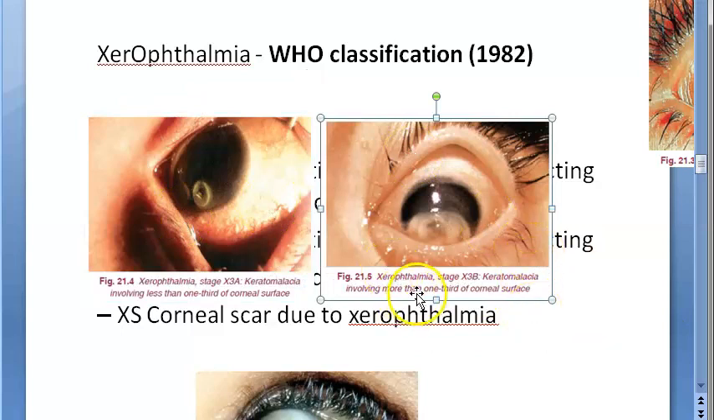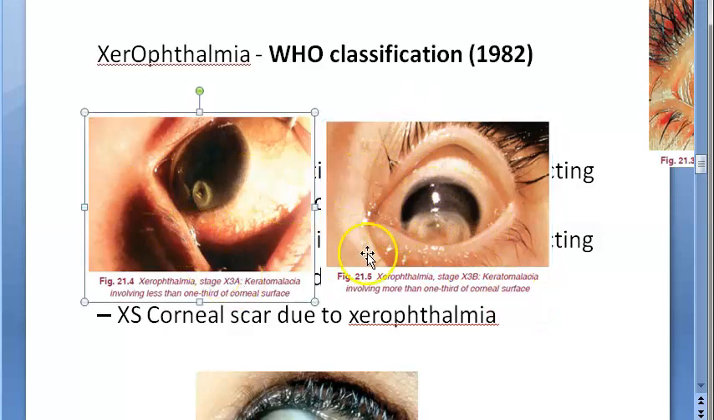This one is involving more than 1/3 of the cornea. So this will be 3B, right? X3B. 3A, 3B. X3A, X3B. Stromal defects occur in late stage due to colliquative necrosis and take several forms. They're talking about colliquative necrosis here. More specific about the keratomalacia, the necrosis, colliquative necrosis. Okay. The type of necrosis.